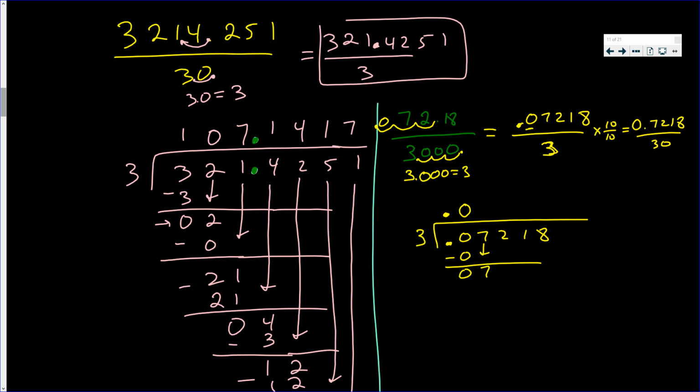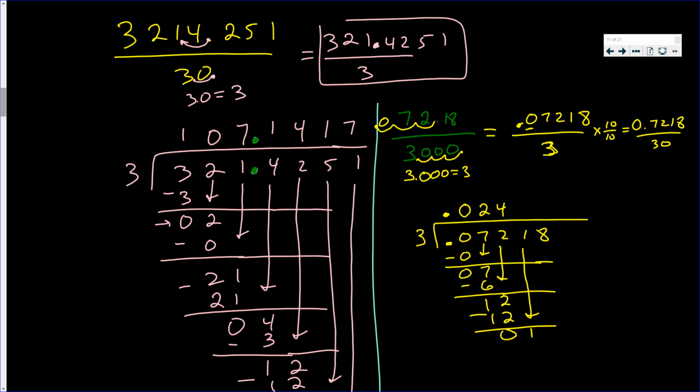Bring down the 7. 3 goes into 7 2 times. I subtract my two threes, which is 6. I get a 1. I bring down the 2. 3 goes into 12 exactly 4 times, nothing left over.